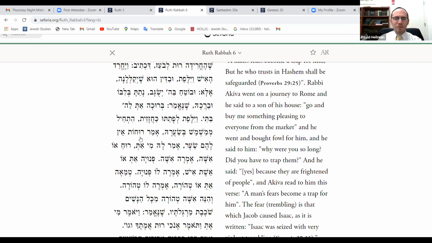Amar, and he says, "Ruchos ein lahem seyar." Ruchos here means spirits. According to the Medrash, she wasn't sure: is this a human woman? Is this some kind of spirit? And he says, spirits don't have hair. Apparently, that was a known thing that spirits don't have hair.